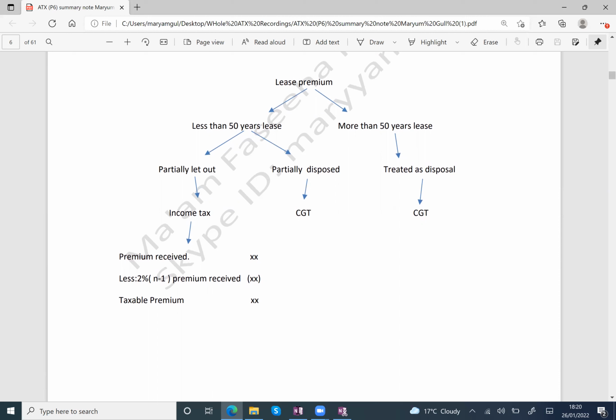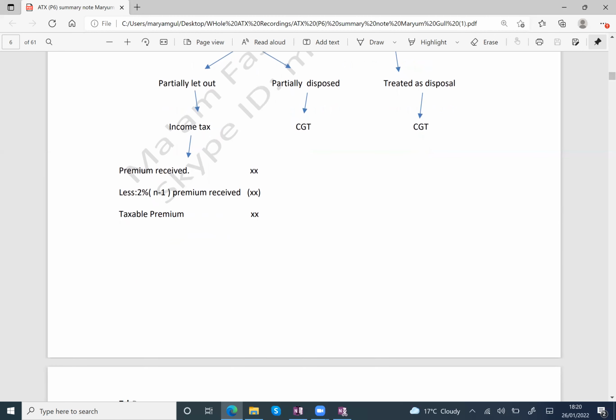And when you let out your property, you will receive rental income. So on rental income, which tax will you pay? Income tax. So on that part of the premium, you will pay income tax. How to pay the income tax on lease premium? You will see the formula. Premium received less 2% into n minus 1 into premium received is equal to the taxable premium. This taxable premium is your rental income, property income. This premium will be considered your property income.